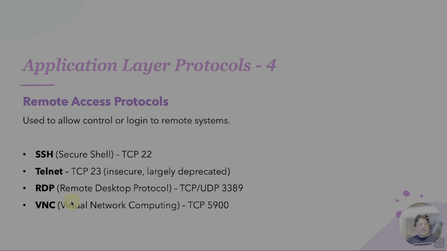Okay. Then RDP, if you have a Windows machine that you need to RDP into, uses TCP and UDP port 3389. And there's VNC, if you use VNC for remote controlling a machine, that uses TCP port 5900.